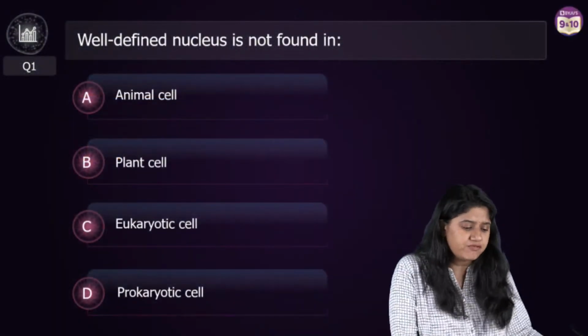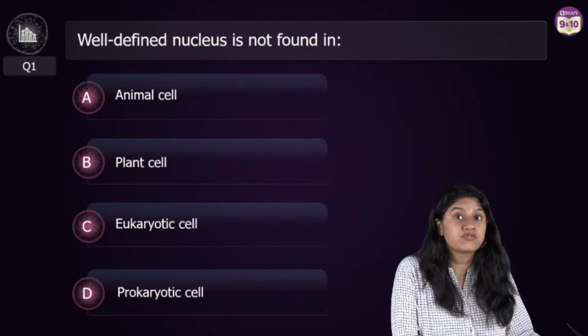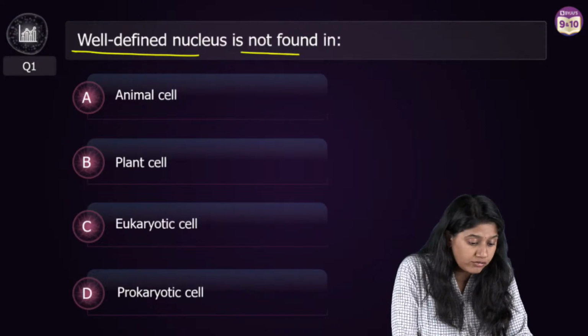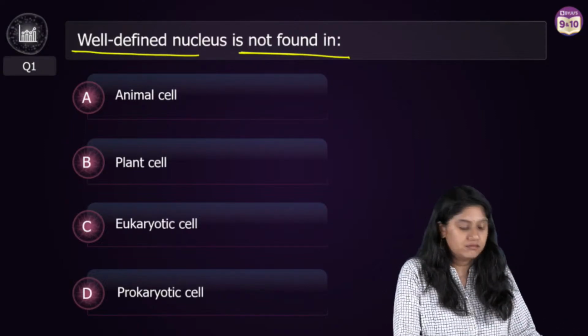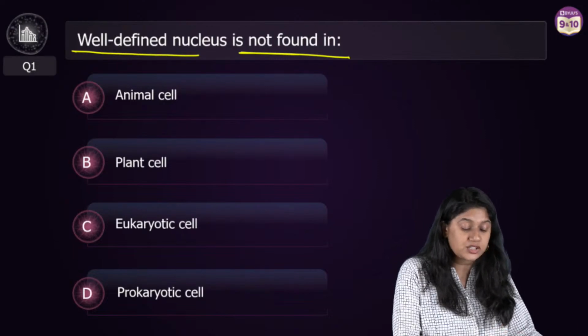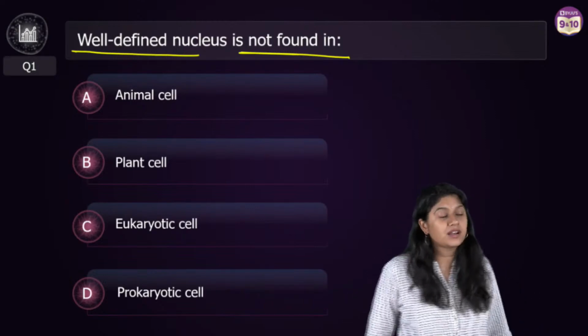Here we have the very first question, everyone. A well-defined nucleus is not found in which of these cells that we have? Animal cell, plant cells, eukaryotic cells, or prokaryotic cells? A, B, C, D. Everyone, please pick the correct answer.